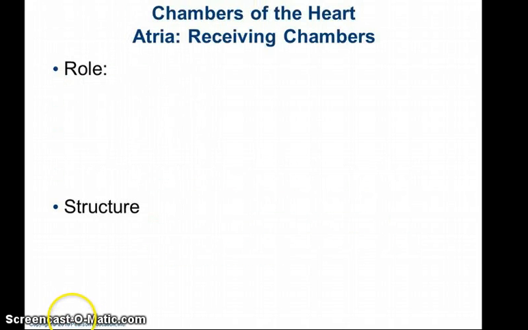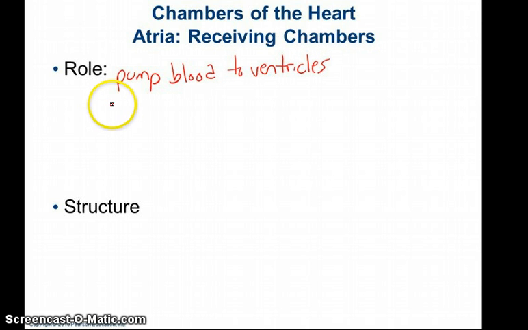All right, so let's look at the heart now. And if you did, you'd notice that there are 4 chambers in the heart. The 2 on top are called the atria. The 2 on the bottom are called the ventricles. And the atria, their role is to receive the blood. Well, let's start with it. Their main role is to pump the blood to the ventricles. But their other role is to receive blood returning to the heart.